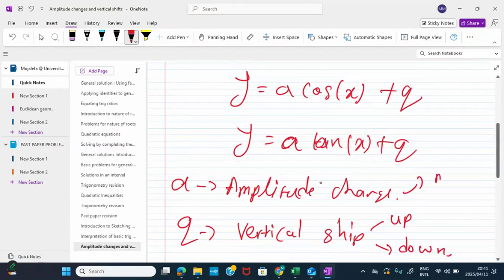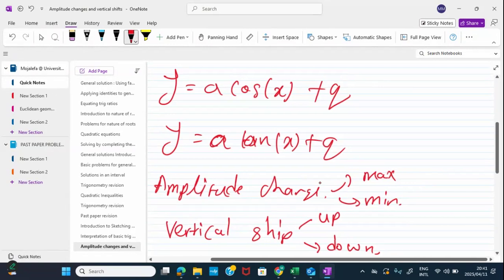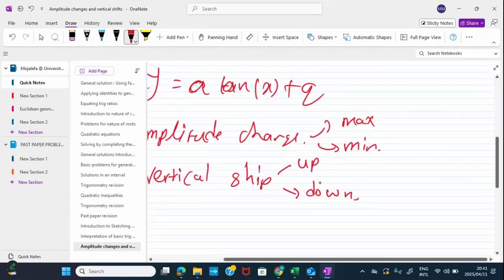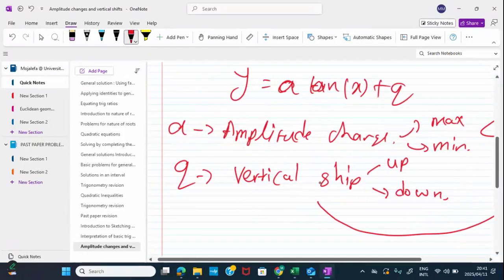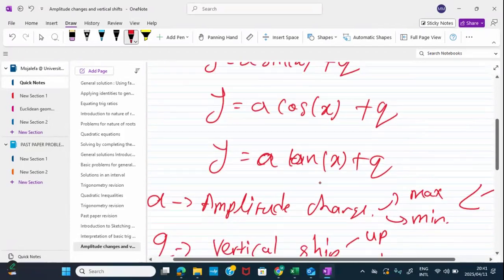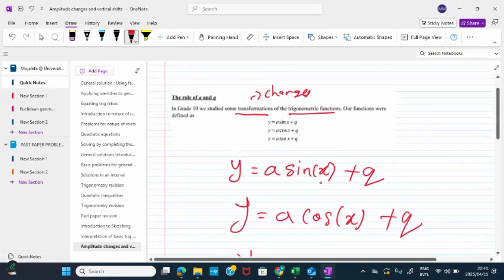Amplitude change normally affects the max or the min of a function, right? But again, vertical shift will also contribute to these two, max or min. Vertical shift will also contribute. But amplitude helps us to look at that actually, right?